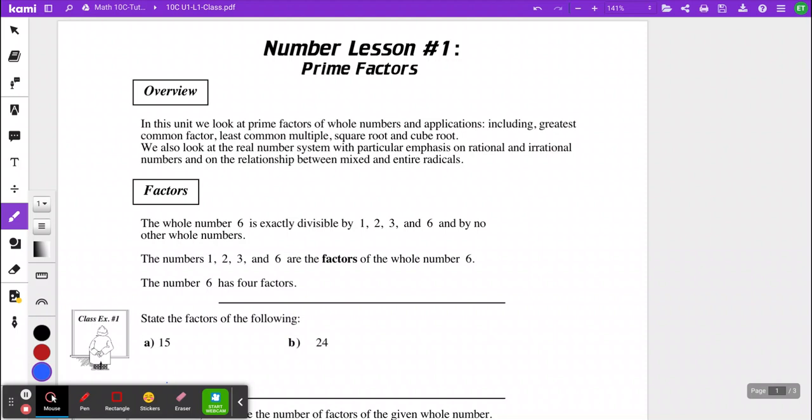Good morning and welcome to Math 10C, Unit 1, Lesson 1. And this is Powers and Roots. Part 1.